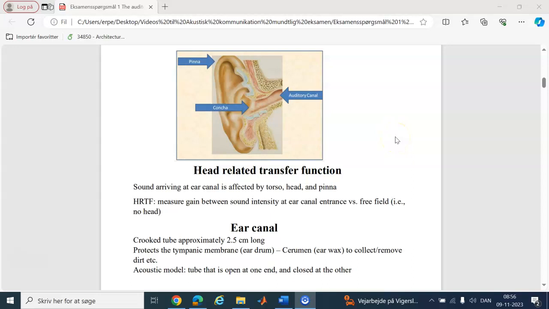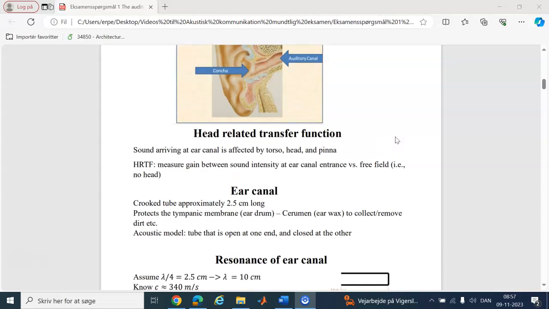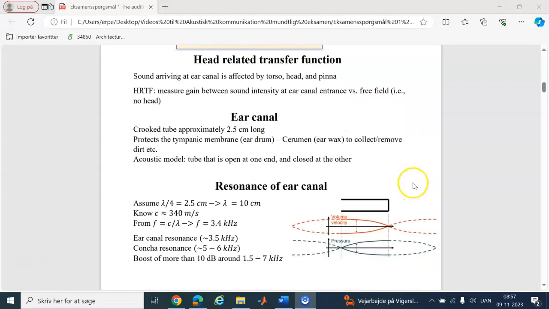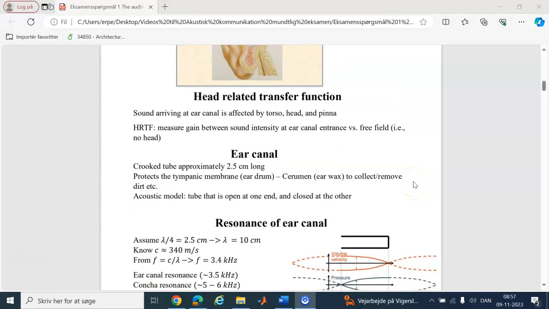They can give some extra sound level. The ear canal is a crooked tube, about 2.5 centimeters long, and protects the eardrum. There is some wax to collect and remove dirt. The acoustic model is a tube that is open at one end and closed at the other end.